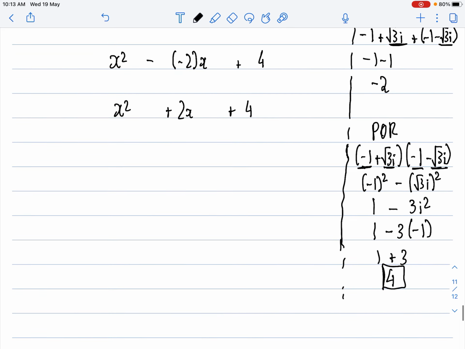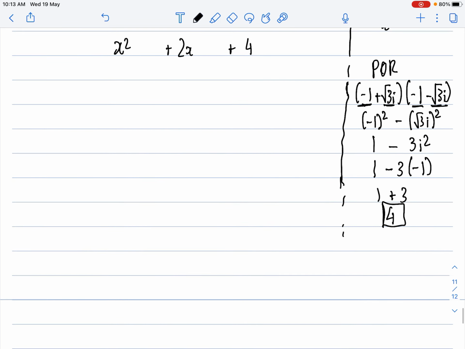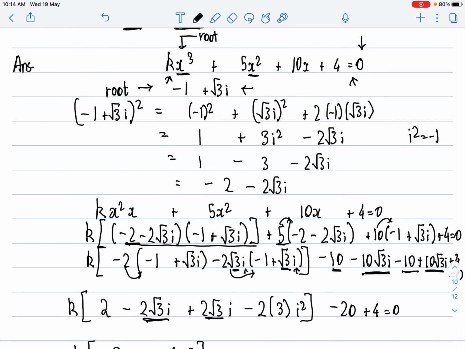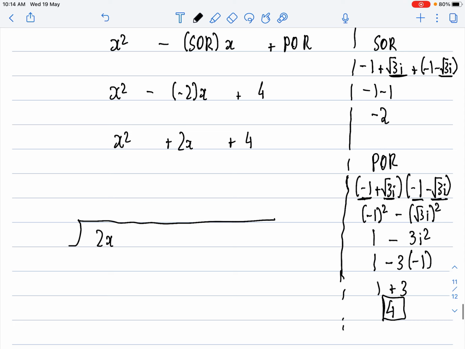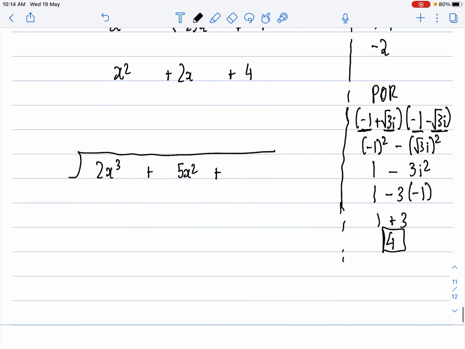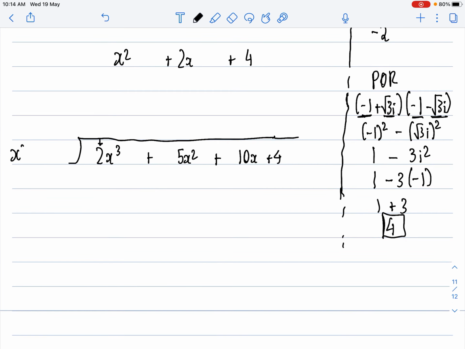Now this is a process you need to know. How do we calculate the third root? We use something called long division. In the dividend, I write the full equation. I know k is 2, so it's 2x cube plus 5x square plus 10x plus 4. I got this 2 from the value of k, got it? And the quadratic I have is simply x square plus 2x plus 4.